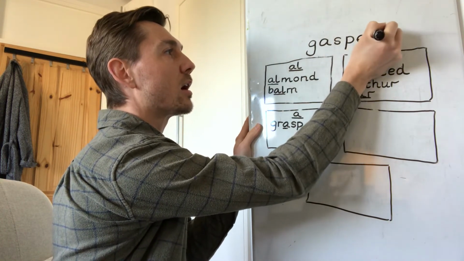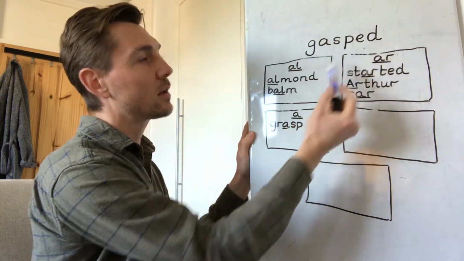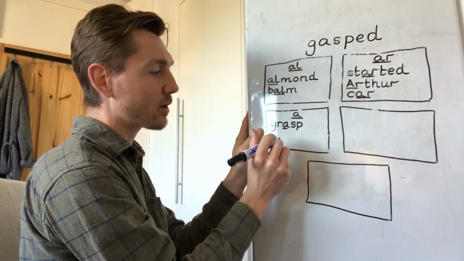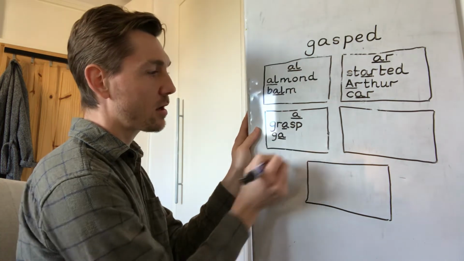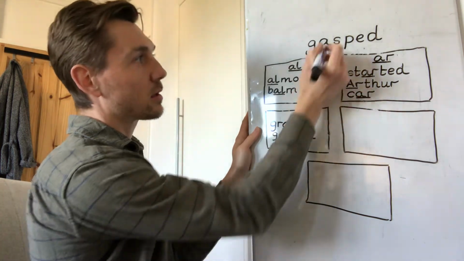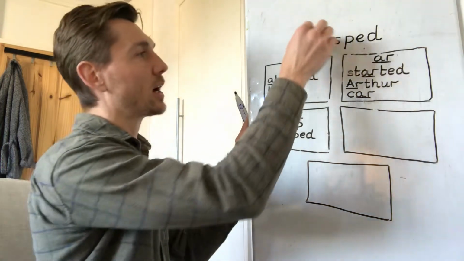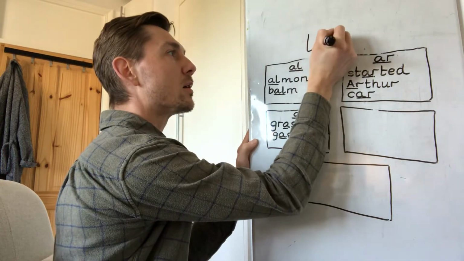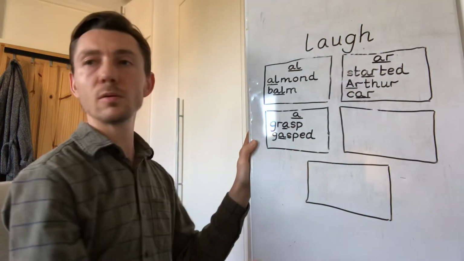Okay. After 3, the word is 1, 2, 3. Gasped. Same R spelling as grasp, and we write G, R, sp, D. G, R, sp, D. Gasped. Okay. Next word. 1, 2, 3.